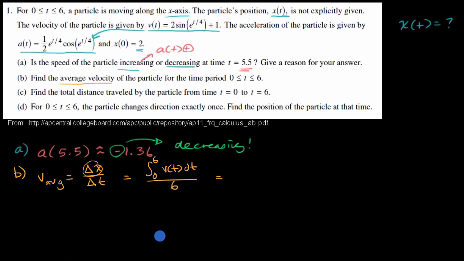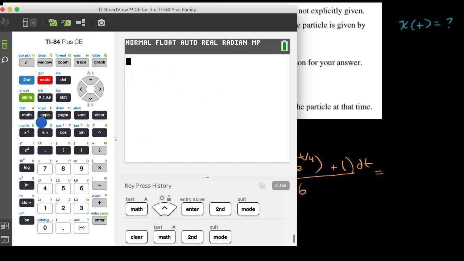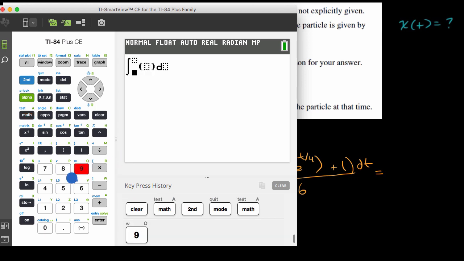And so what is this going to be equal to? Well, this would be the integral from 0 to 6 of v of t, which is 2 sine of e to the t over 4th power plus 1, dt. And then we're going to divide that whole thing by 6. Now, lucky for us, we're allowed to use a calculator on this portion of the AP exam. And so let's do that. So to evaluate a definite integral, I would hit math here. And then we see it's number 9, so I hit 9.